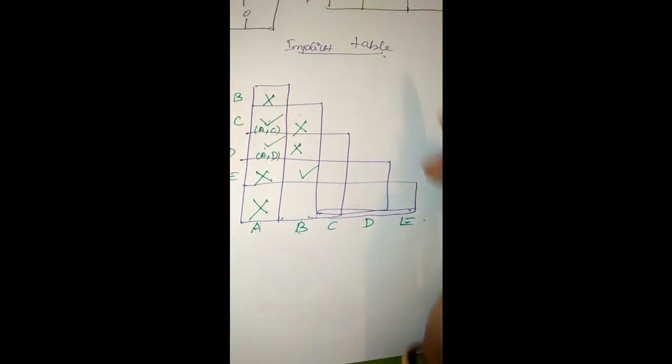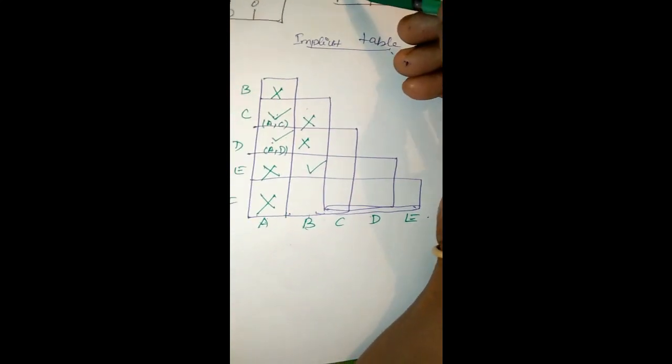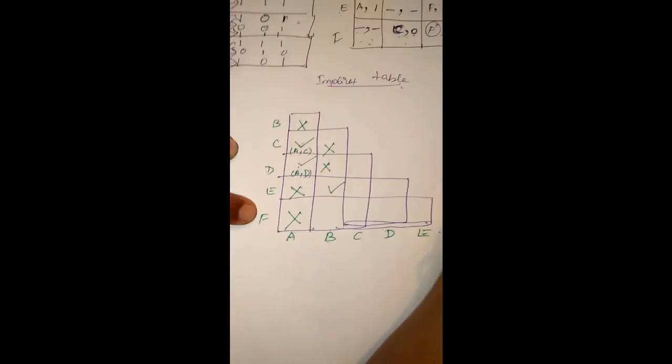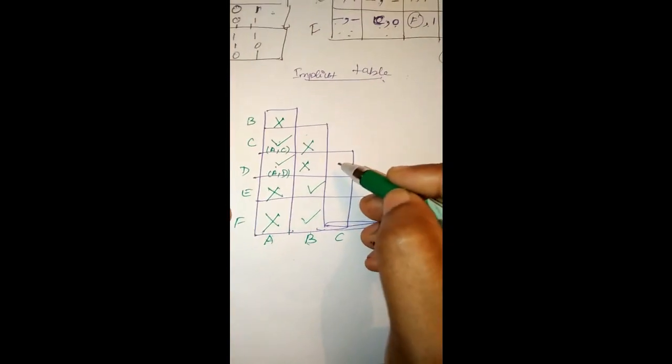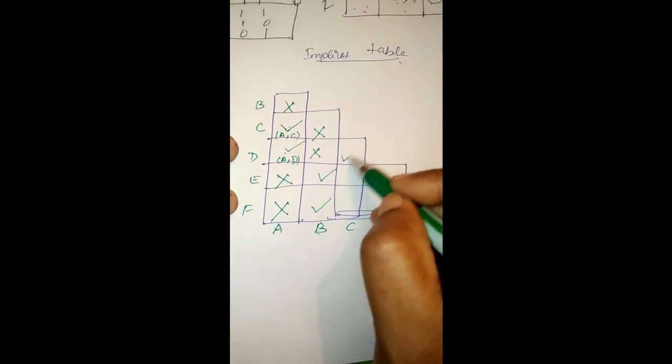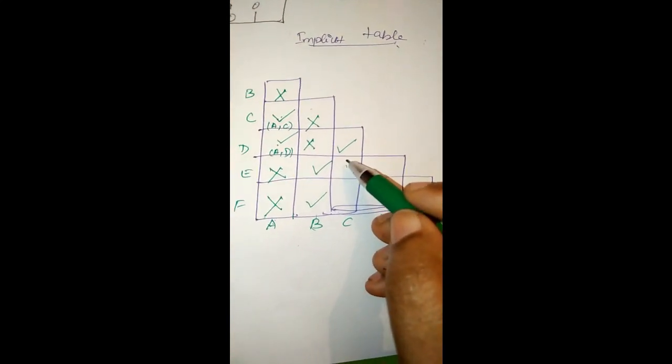And next B with F. If you take B with F, you have a don't care, which will be matching, and here you have the same terms, C comma 0, F and E comma, so this matches. And for the next case, D and C, if you see, it is exactly matching.